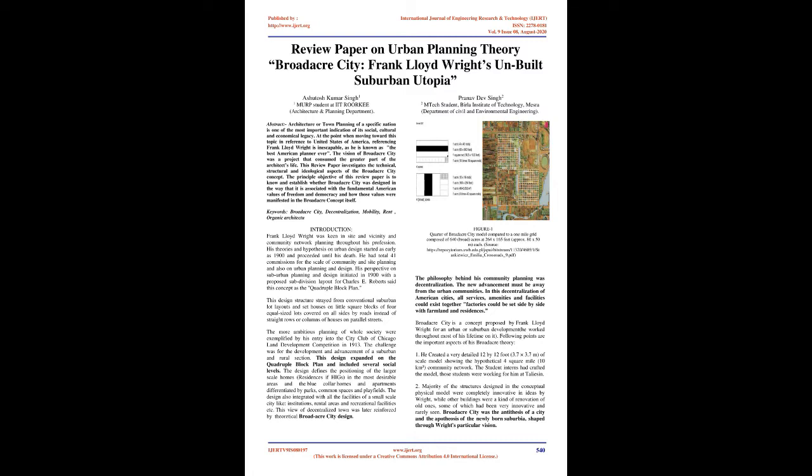His perspective on suburban planning and design initiated in 1900 with a proposed subdivision layout for Charles E. Roberts, said to be the concept of the quadruple block plan. This design structure strayed from conventional suburban lot layouts and set houses on little square blocks of 4 equal-sized lots covered on all sides by roads, instead of straight rows or columns of houses on parallel streets.